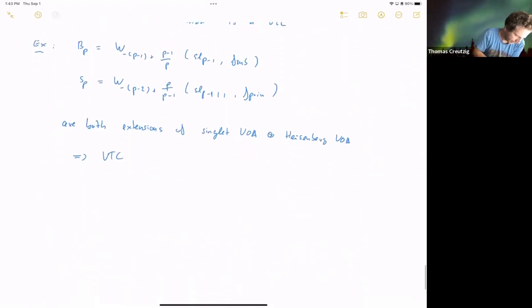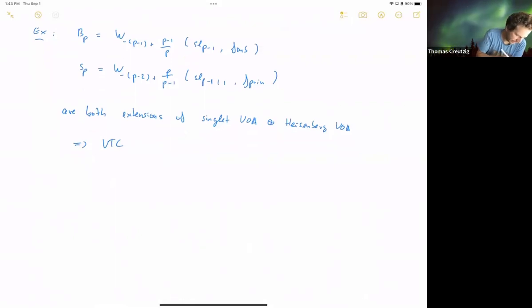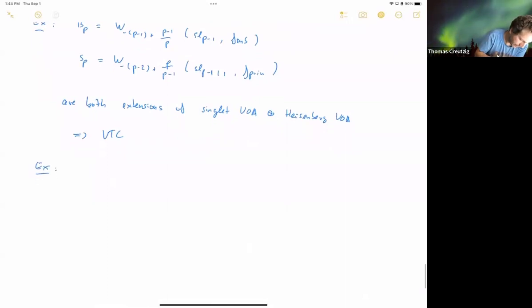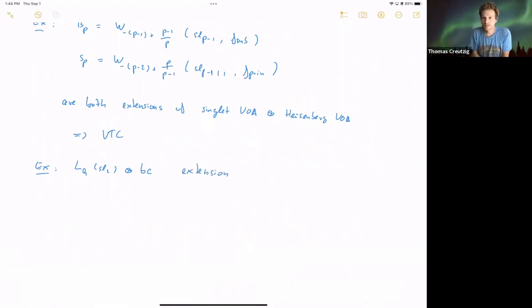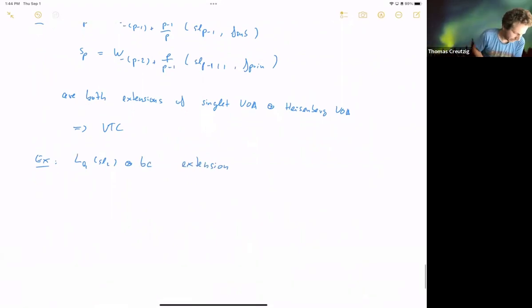Let me write down one more example, which is really the example I have been interested in for at least the last 9 years. I really wanted this result. So what is it? The affine VOA of SL2 times a pair of free fermions is an extension. This statement is called Kazama-Suzuki duality, and physicists knew it since the 80s, and it's very easy to prove.